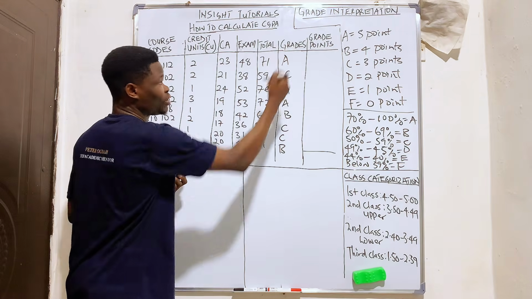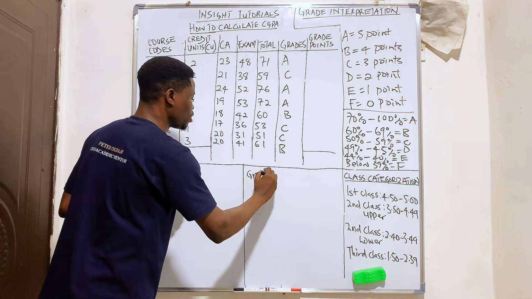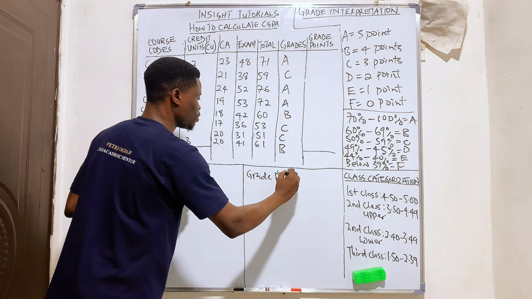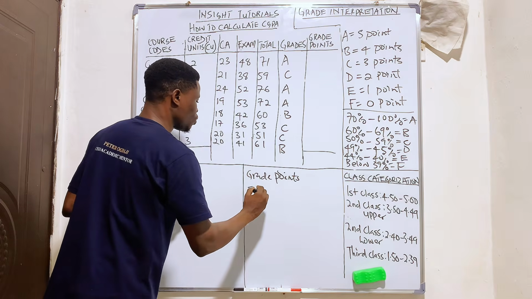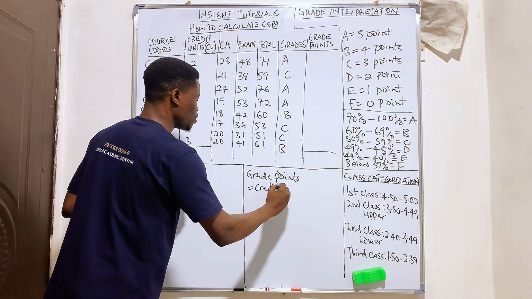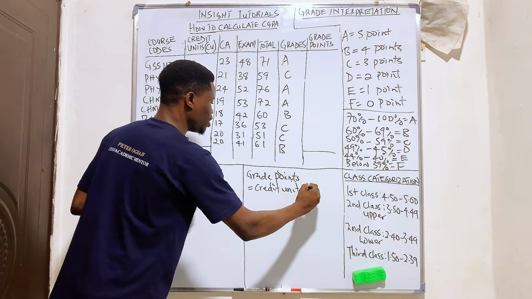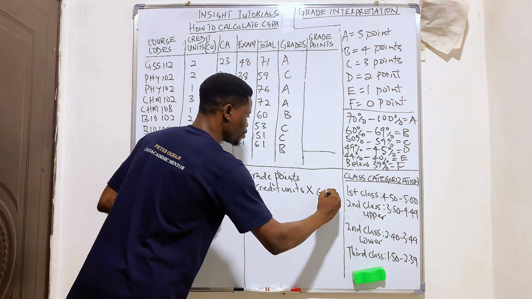So for you to be able to get your grade points, it will be equal to your credit unit times your grades.